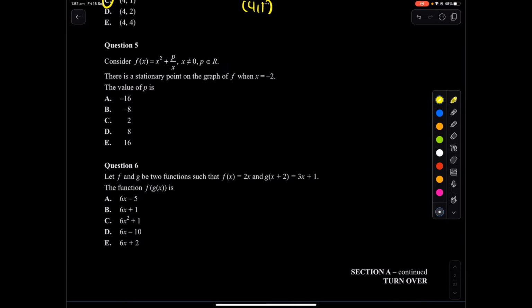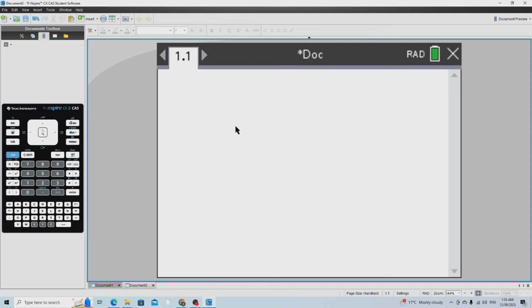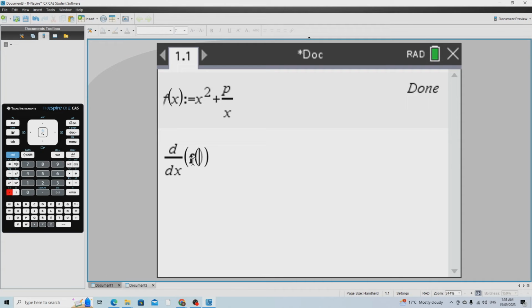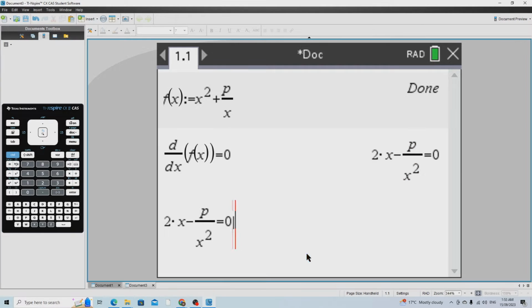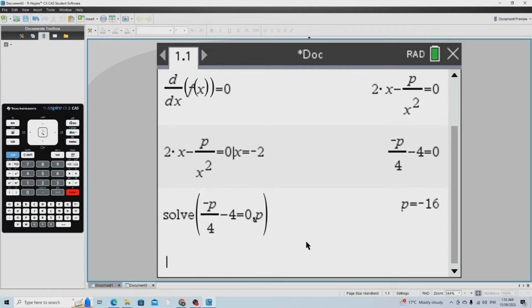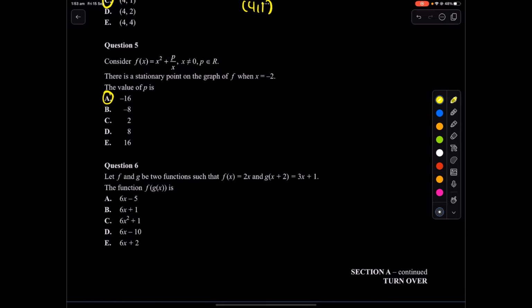Consider f of x as x squared plus p over x. There is a stationary point on the graph of f when x equals -2. The value of p is what? Okay, very easy. I'm just going to use my calculator. So I'm just going to say f of x is defined as x squared plus p over x, and what we want to do is find the derivative of f of x and set it equal to 0, and we know when x equals -2 we want to solve this for p. So p is -16. Choose A as your answer.